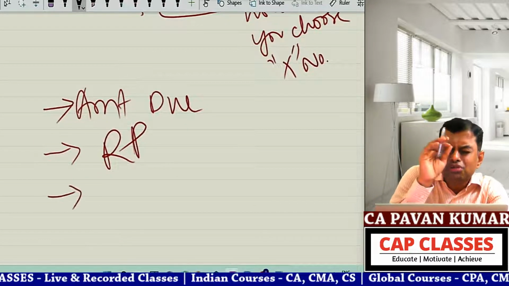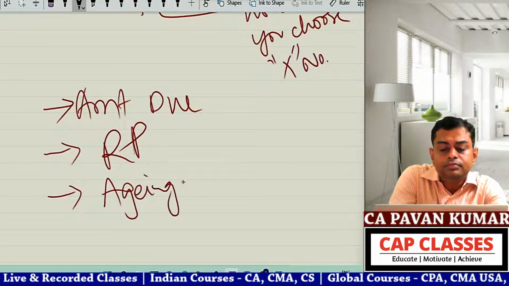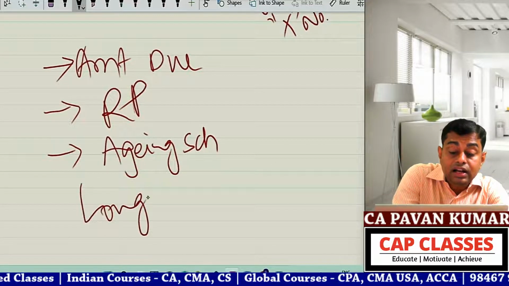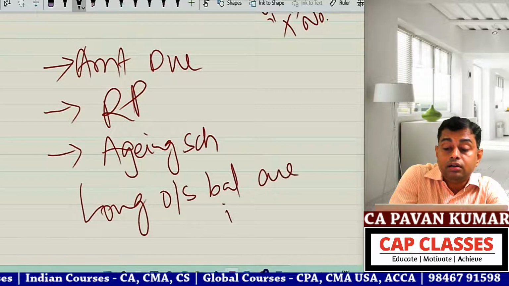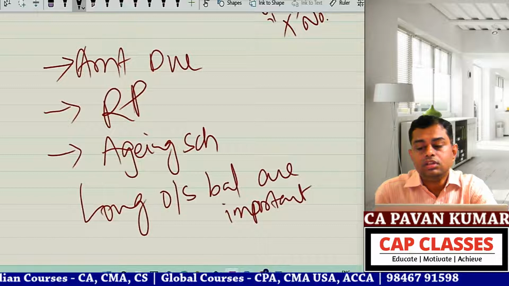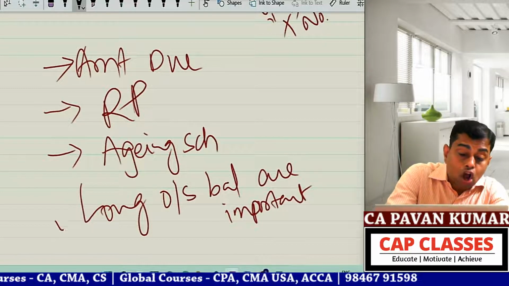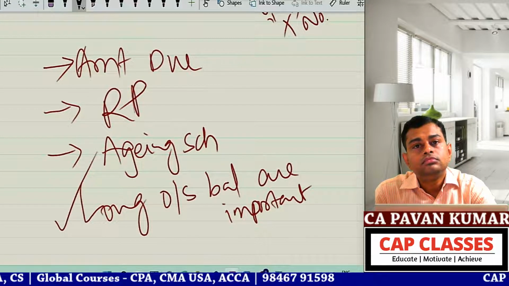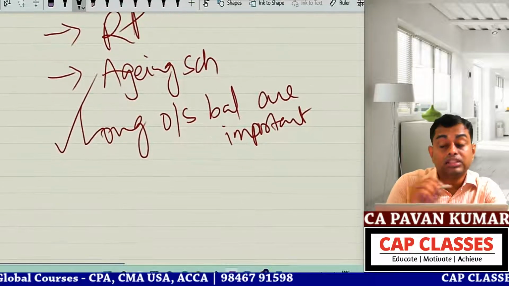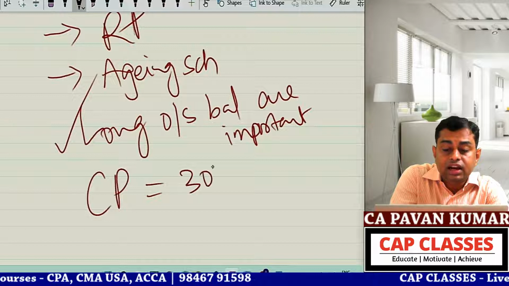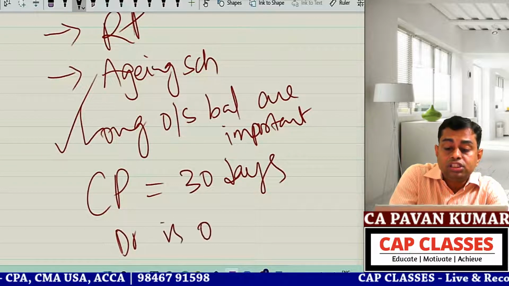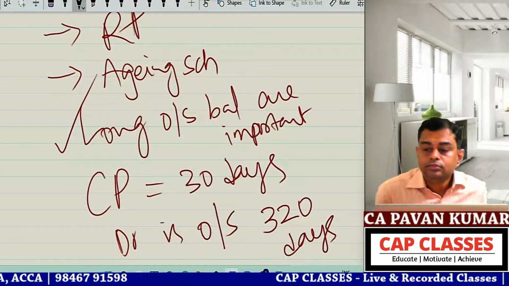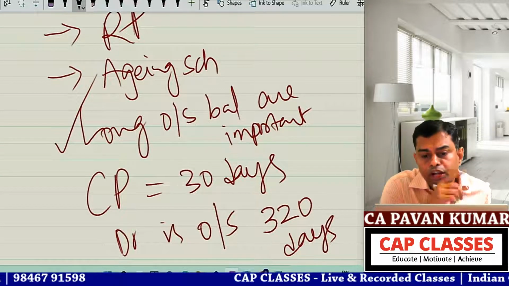And the most important thing is aging schedule, dude. Long outstanding balances are important. Correct or no? Why? Because these long outstanding balances will affect the valuation. Maybe you need to create a provision here. Debtors is not 10 crores. If you look at some transactions, credit period given is 30 days and this debtor is outstanding for 320 days. Are you kidding me? What the hell is this? So don't you think you need to look at the aging schedule?